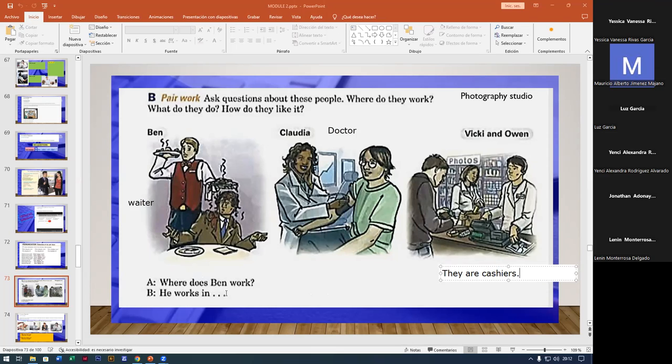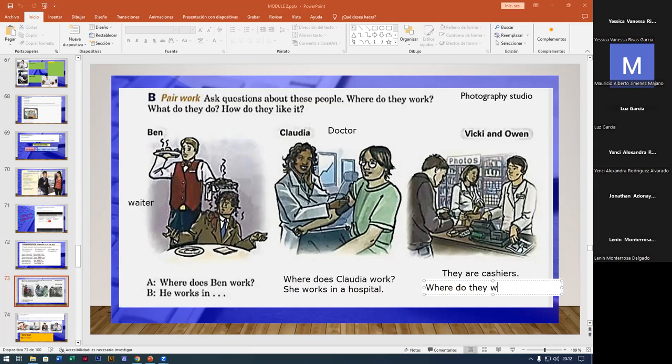Okay, now let's check. It says here, where does Ben work? He works in a restaurant. Excellent, that's good. What about Claudia? Where does Claudia work? She works in a hospital. In a hospital, excellent. Or in a clinic, it's possible, right? And we say that she works, right? We include the S because it's third person singular. That's nice. In a hospital or in a clinic. Very good. What about Vicky and Owen? Where do they work?